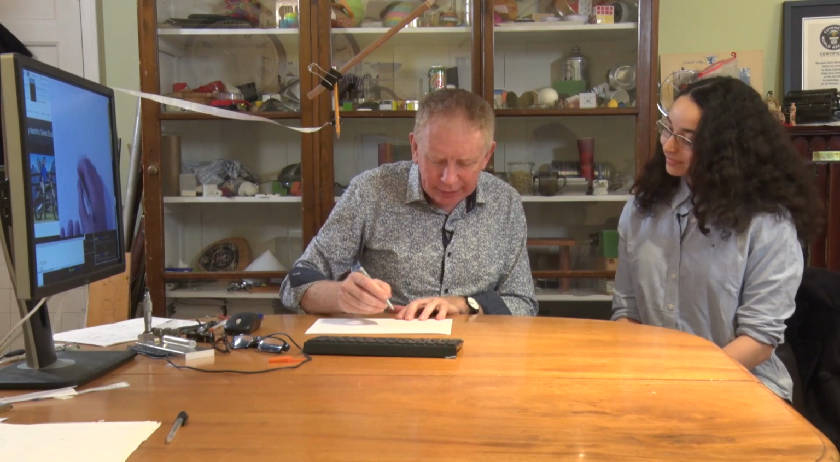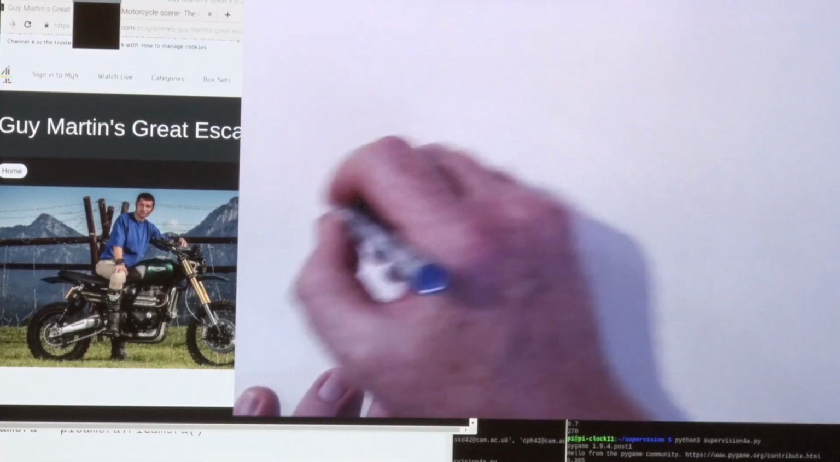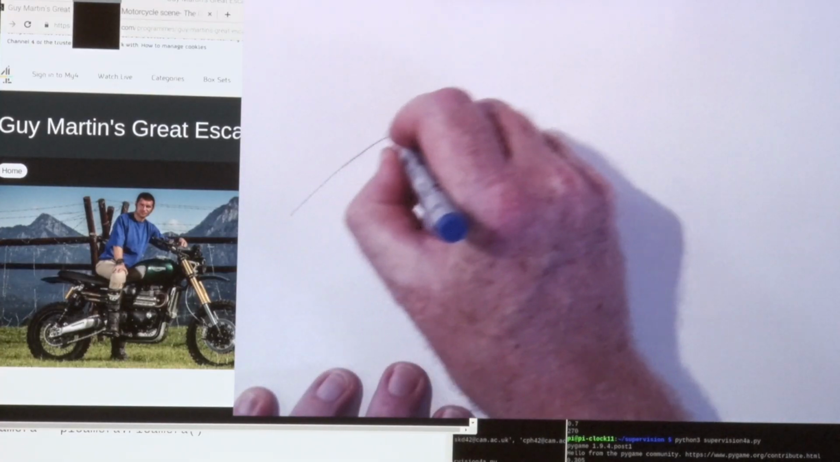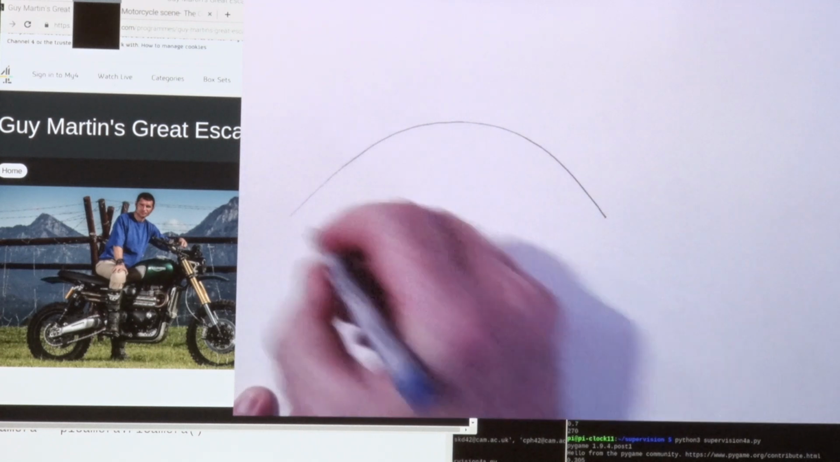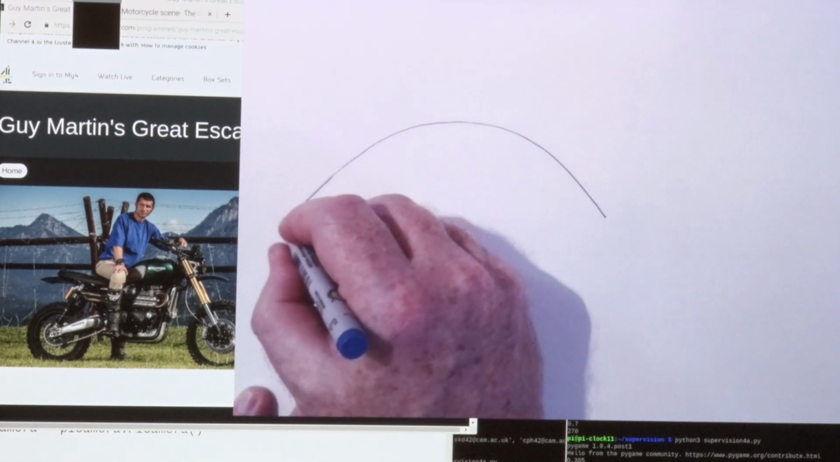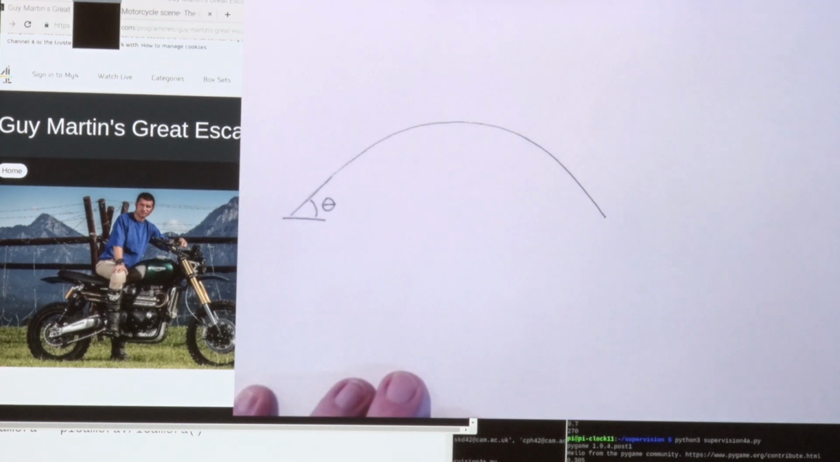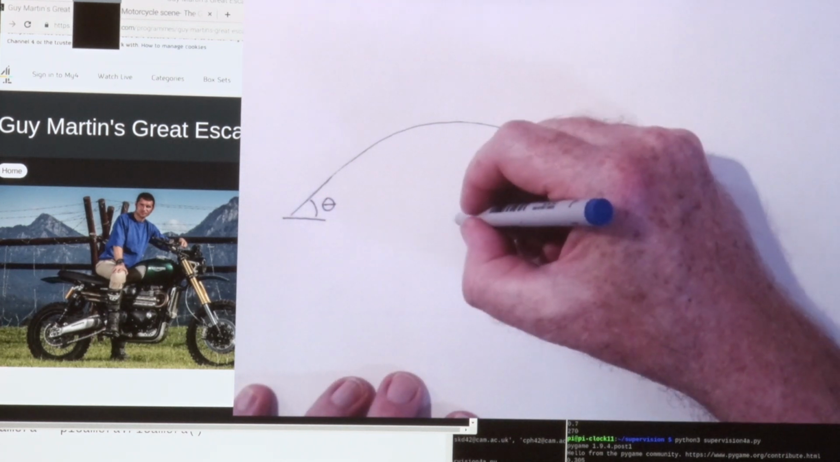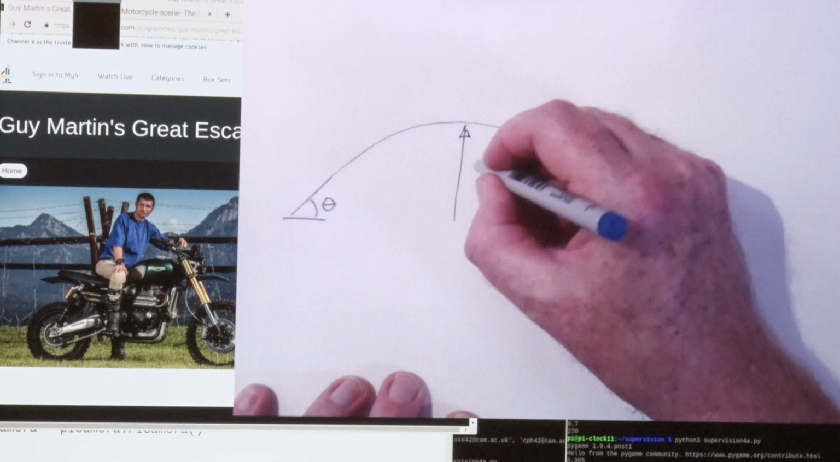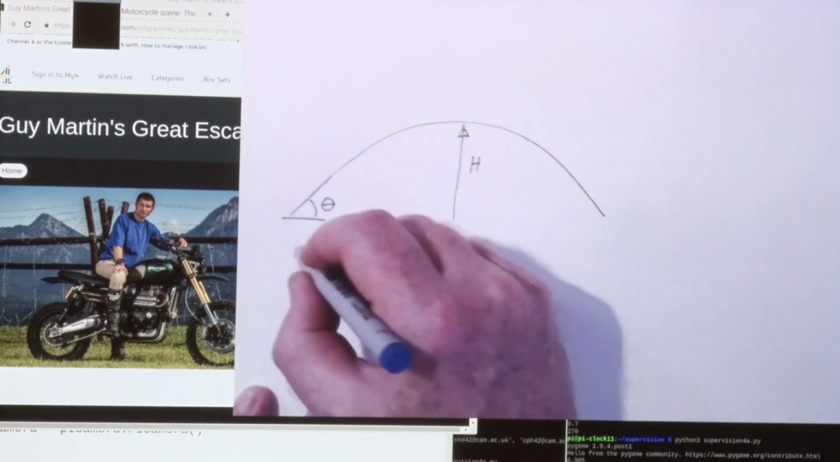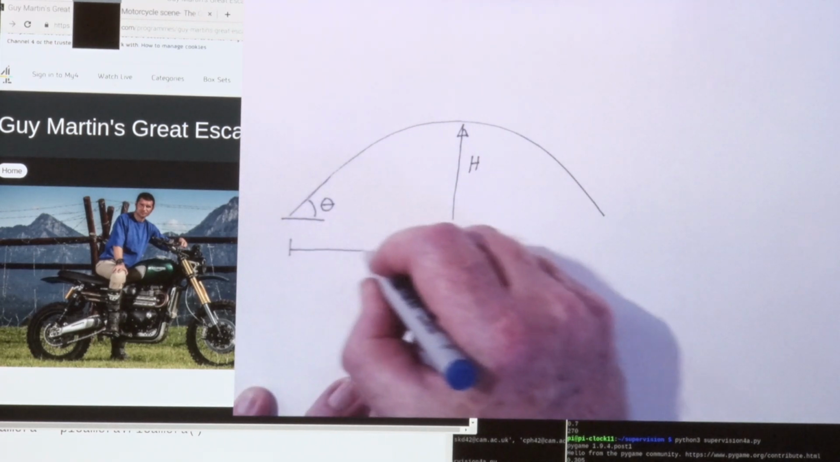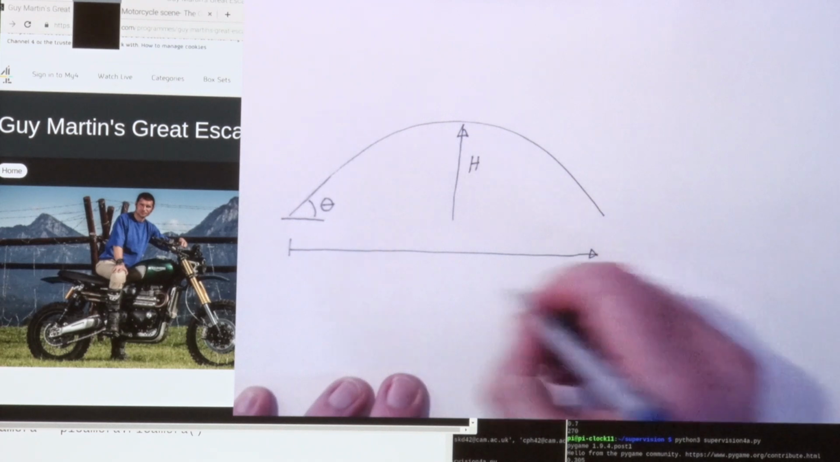So, Guy Martin is trying to jump a fence on a motorbike, and he's going to launch himself off a ramp at some angle, call it theta. Now, there's a couple of things we're interested in. One is how high he goes, call that h for height, and the distance that he goes, call that distance.